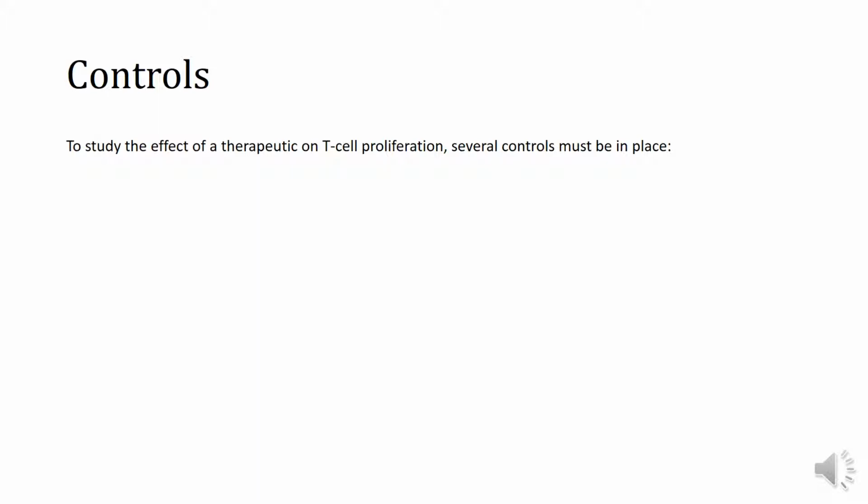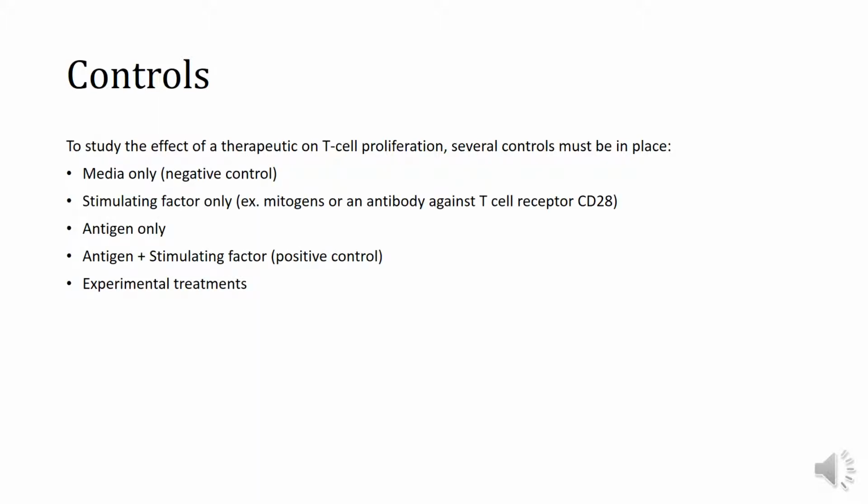As you would expect with any experiment, it's very important to have the correct controls in place in order to study whether or not your therapeutic, or whatever it is you're trying to test, actually has an effect on T cell proliferation. These controls could include a media-only negative control that would be used to show very minimal levels of T cell proliferation. You could include stimulating factor-only controls, so you would add a mitogen to induce mitosis or an antibody against CD28, which is used for co-stimulation for T cell proliferation.